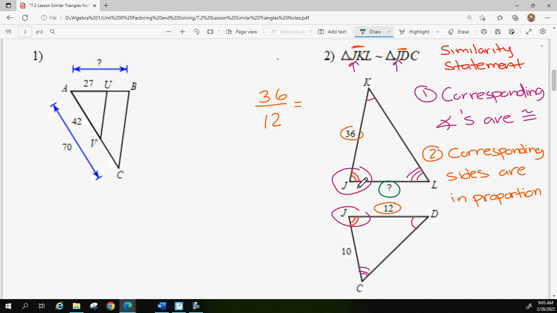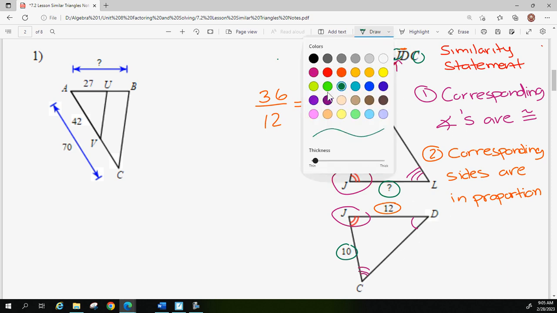I want to know how long JL is. JL is my first and third letter. So I'm going to go down here. I'm going to find my first and third letter, JC. That's 10. And I can write that as a fraction. These triangles are similar, so that means those fractions I created using the corresponding sides, those fractions are going to be equal. Now, if I knew KL and CD, I could say that that fraction is equal to these two, but I don't have any information for those.